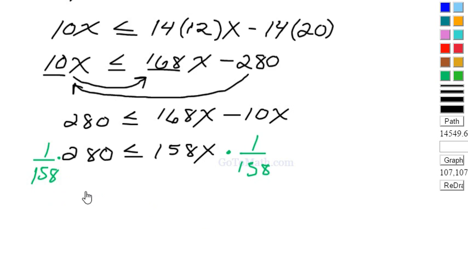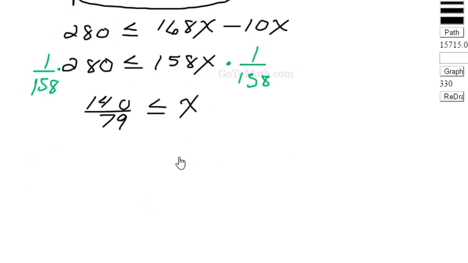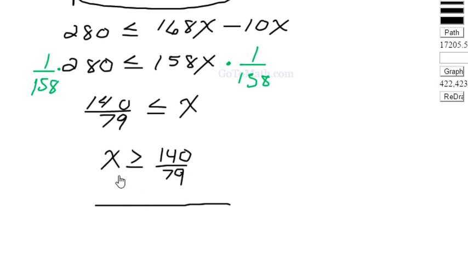So this is going to end up being 140 over 79 is less than or equal to x. And of course I've been writing it in the standard form, or I'm calling it a standard form. X is actually greater than or equal to 140 over 79. And we've been writing the interval notation.